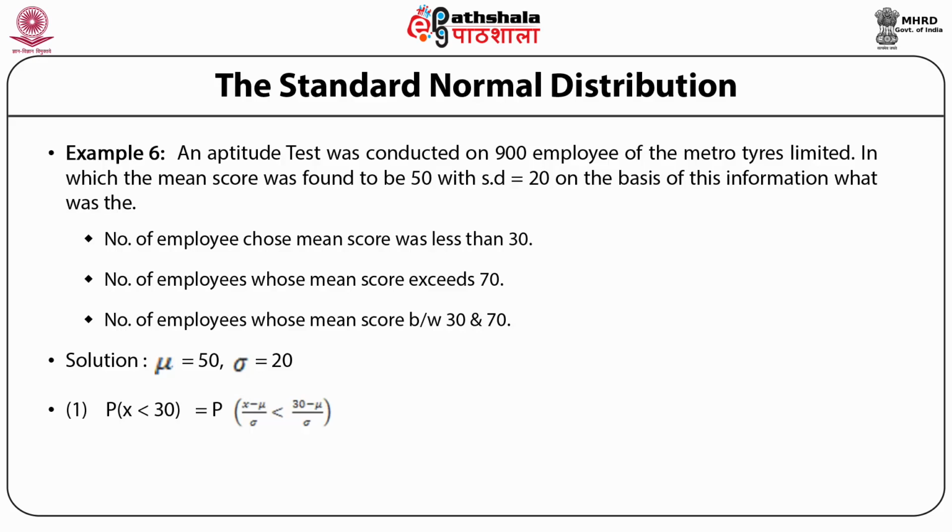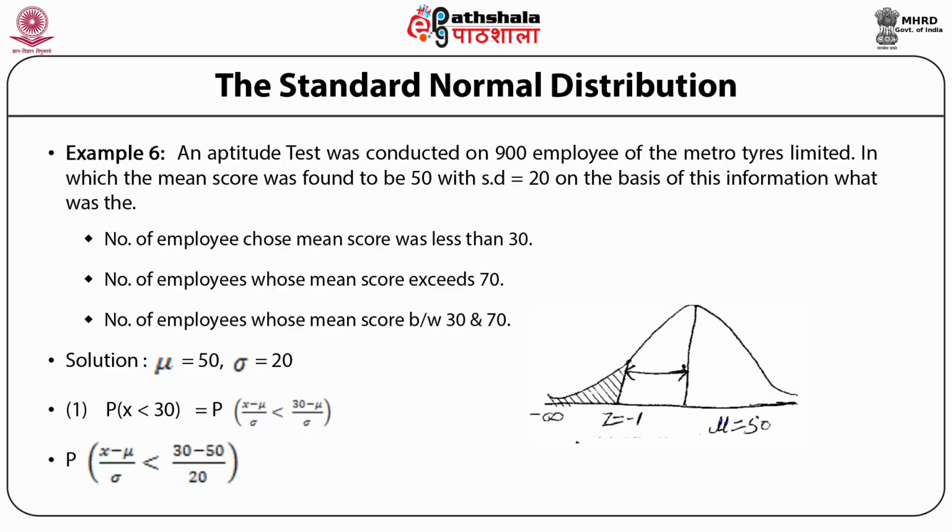So x minus mu upon sigma. First we convert it into standard normal form. So z is x minus mu upon sigma, so on both sides we subtract mu and divide by sigma. So this comes out to be the probability that x minus mu upon sigma is less than 30 minus mu upon sigma, and we substitute the values and get that probability z is less than minus 1. So for z less than minus 1 we can shade the area in the figure.